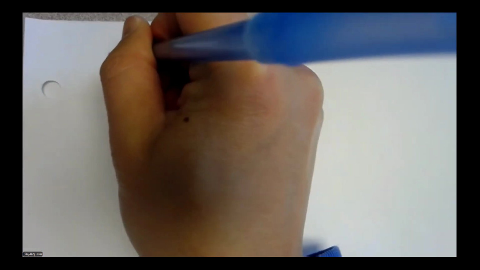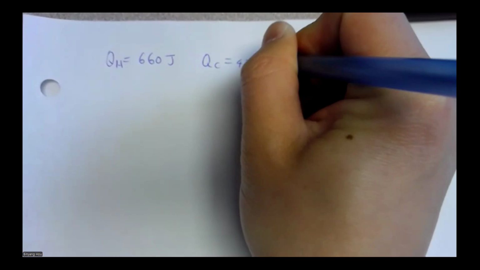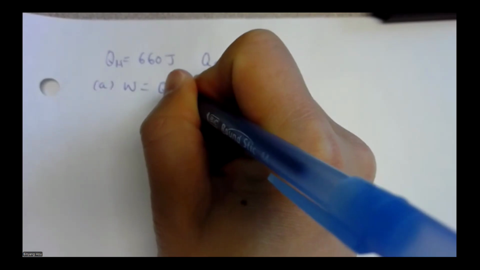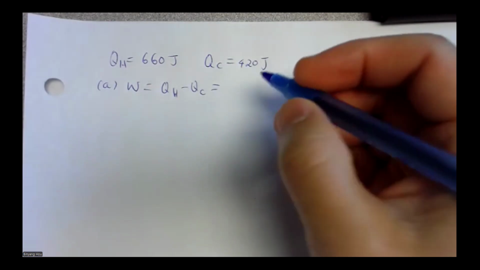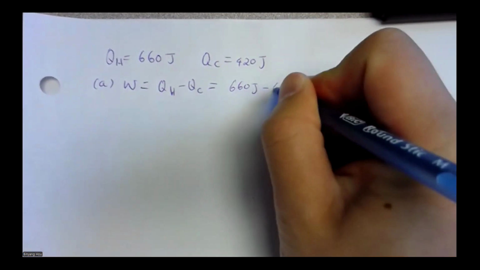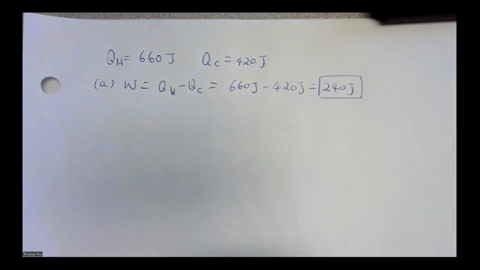So I'm going to show you guys the work quickly. Okay. So QH equals 660 joules, QC equals 420 joules. Then in part A, W should be just equal to QH minus QC. Okay. So that should be this guy minus that guy. So pretty straightforward. It gives 240 joules. Okay, on that one.